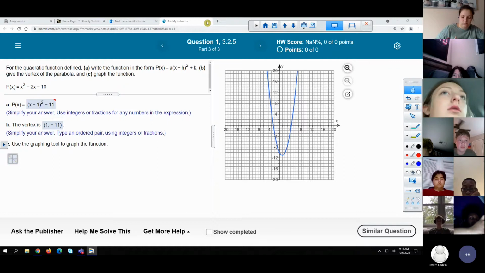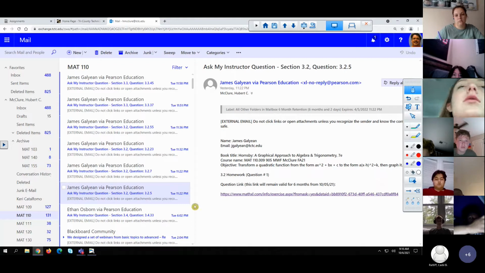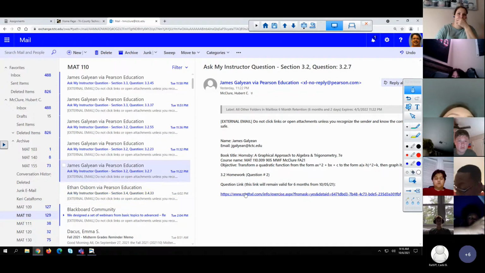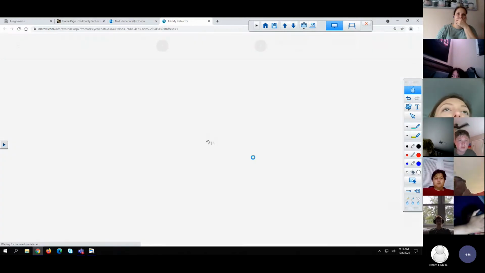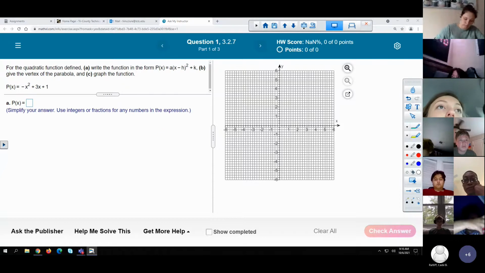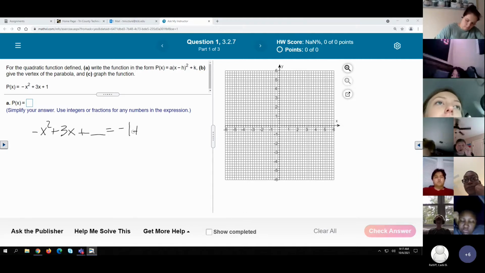Okay, next question. That was 3.21. Oh, right here, 3.2, number 5. So I'm going to get rid of that one. 3.272. Again, completing the square. Remember we did one like this in the videos with a negative. Negative x squared plus 3x plus blank is equal to -1 plus blank.